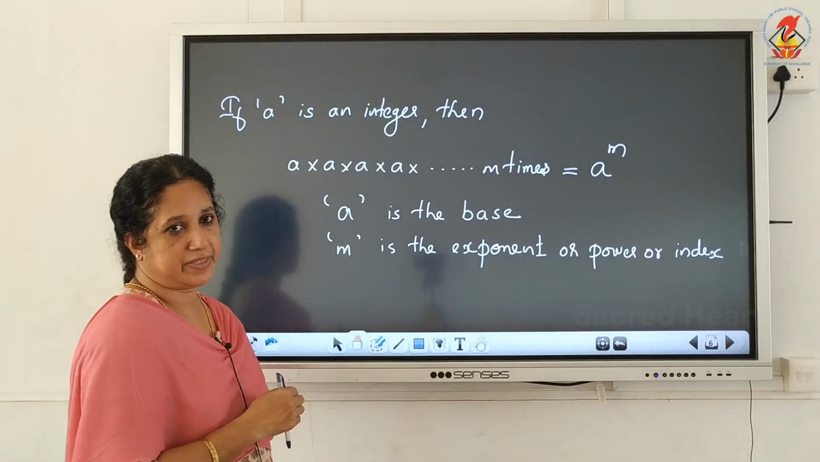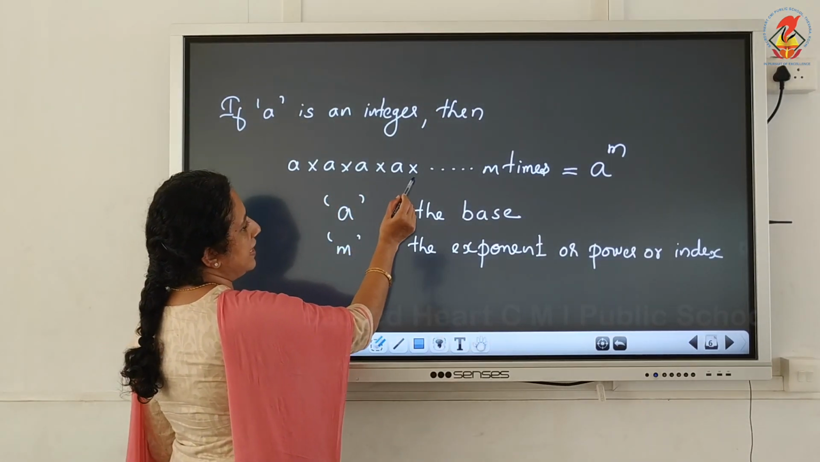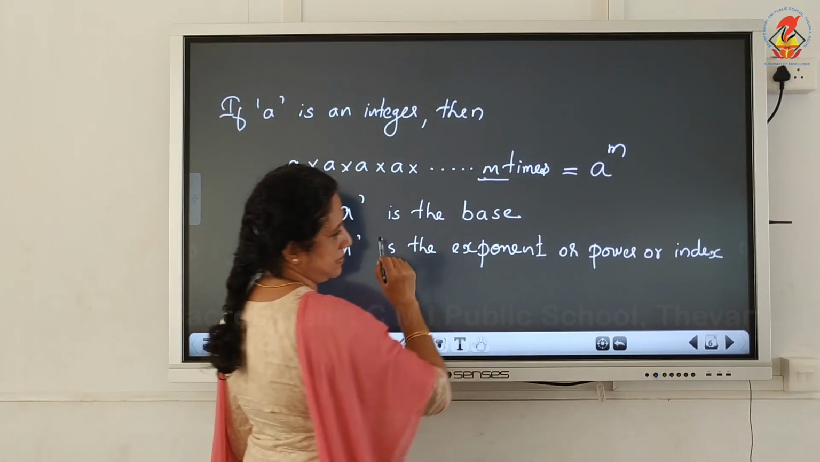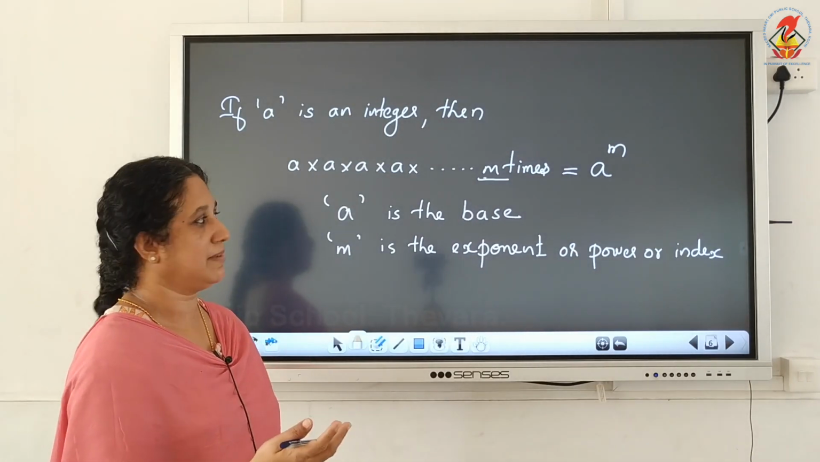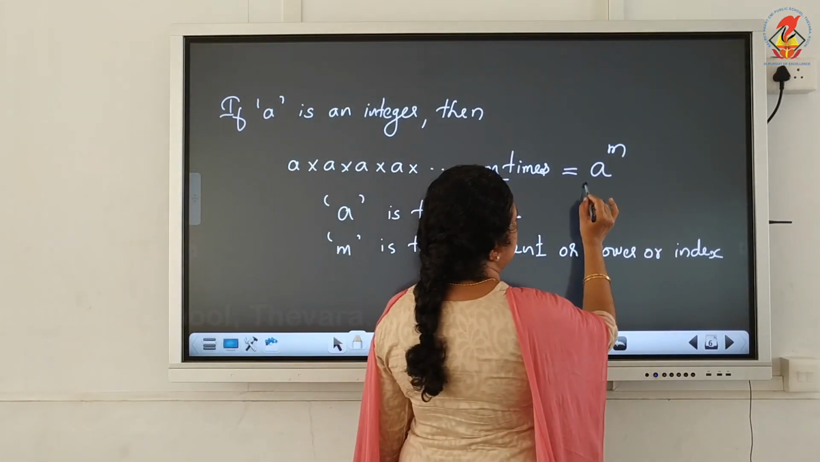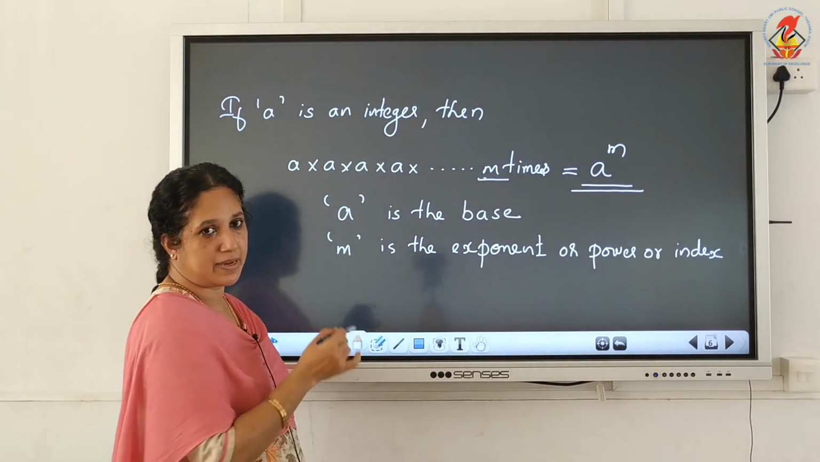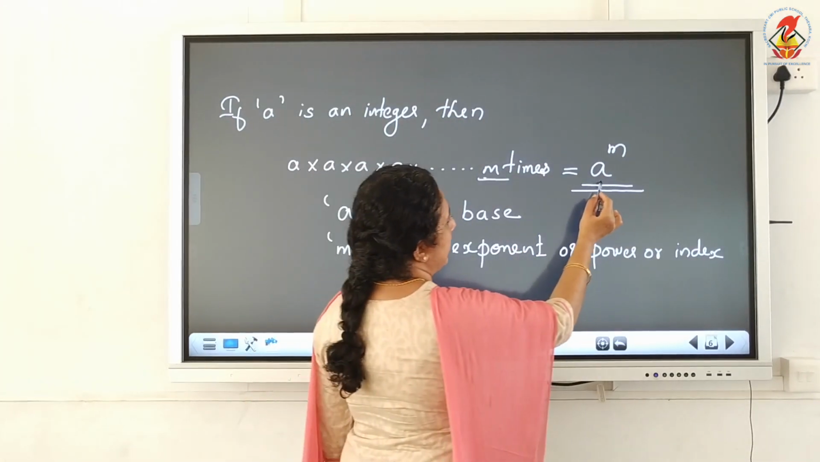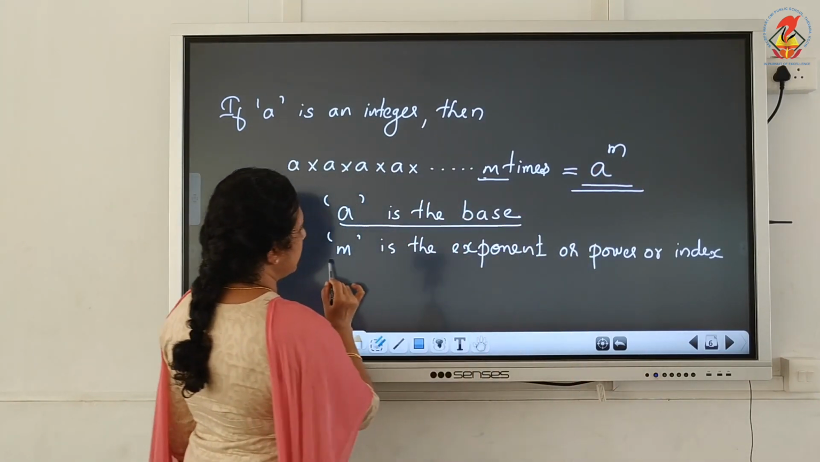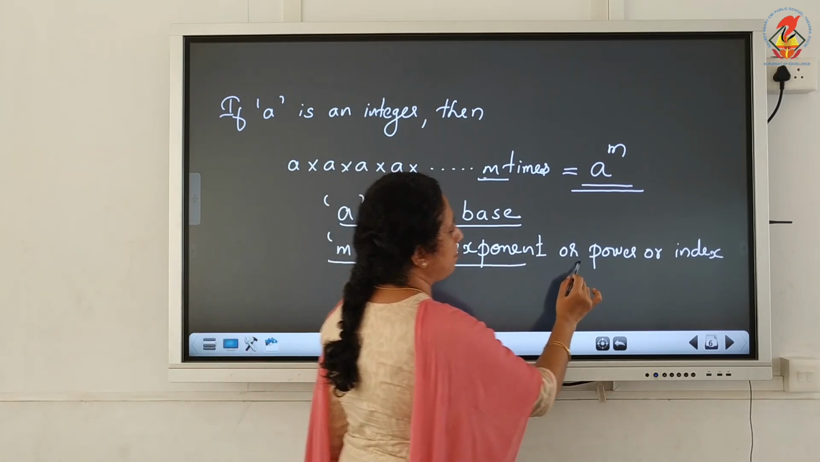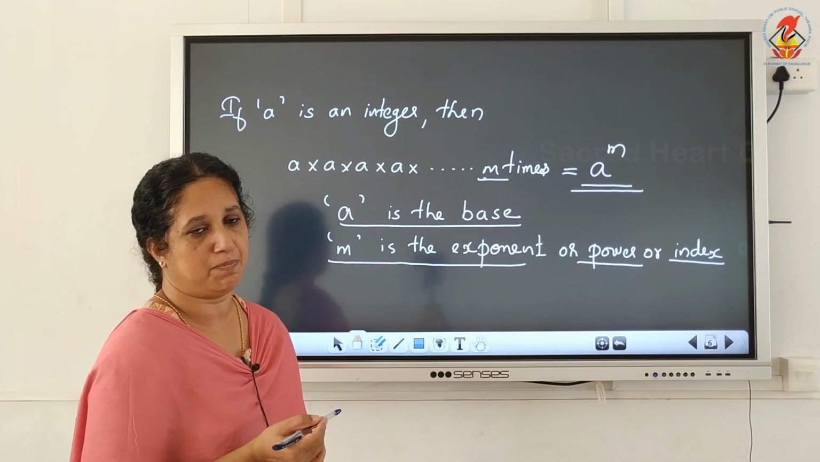Now we come to the definition. If a is an integer, then a into a into a, multiplied by itself m times. This m can be any number, 5 times, 6 times or 100 times. Then we can write it as a raised to the power m. The number a is multiplied by itself m times, which is equal to a raised to the power m. And a is known as the base and m is known as the exponent or power or index. And a raised to m is the exponential form.